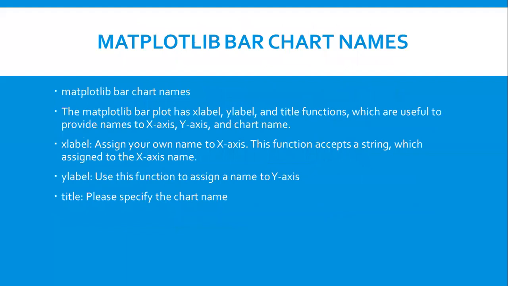Now we'll discuss Matplotlib bar chart names. The Matplotlib bar plot has xlabel, ylabel, and title functions which are used to provide names to the x-axis, y-axis, and chart name. xlabel assigns your own name to the x-axis. This function accepts a string which is assigned to the x-axis name. ylabel uses a function to assign a name to the y-axis. Title: please specify the chart name.